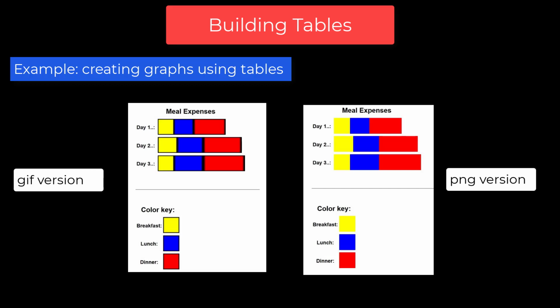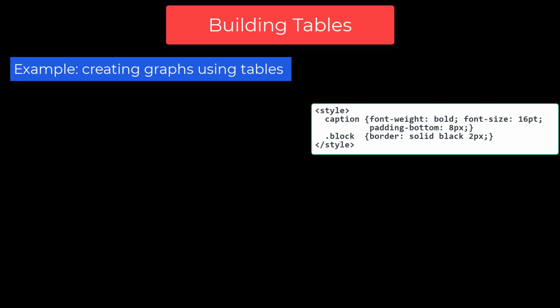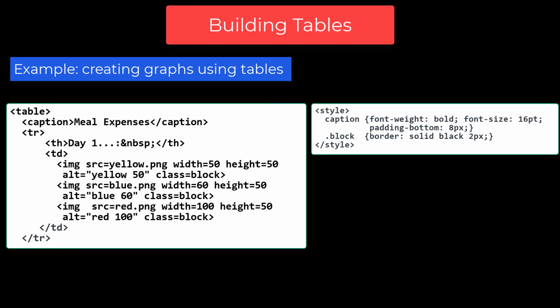Well, I tried putting a border around each of the images. Here's the style part, and I've got my style with a caption and a class of block, and its border solid black 2 pixels. Now here's the main table code. We begin with our table start tag, and then we have a caption, meal expenses. Then our first row, TR, begins with a header, TH, day 1, and some dots and a non-breaking space.